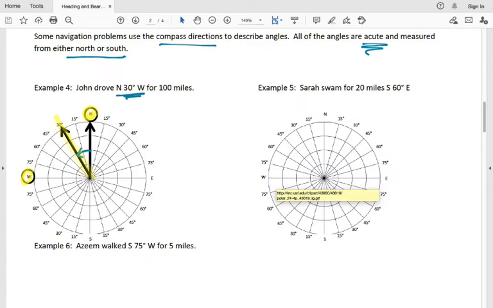Now, if we had done it the other way, that would have ended up being 330 degrees. So 330 degrees from just plain old north is the same thing as 30 degrees west of north. And then we could label this with 100 to show that that's how far we traveled.